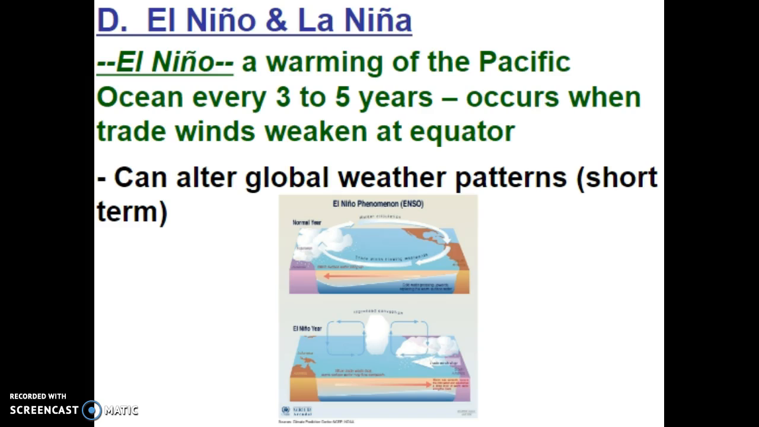When we take a look at some global phenomena that can alter our weather patterns for a very short term, we can take a look at El Nino and La Nina. El Nino is a warming of the Pacific Ocean. This happens about every 3 to 5 years. What occurs is the trade winds near the tropics slow down and weaken at the equator, meaning that there's more direct sunlight that's able to warm those waters there. And so that can alter global weather patterns for a very short term.